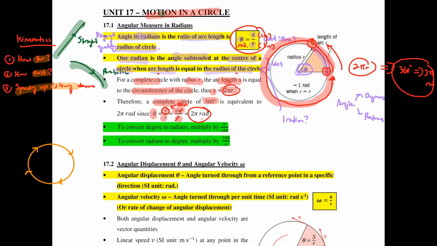Now, there are also some rare questions sometimes where they will ask you to convert degrees to radians or radians to degrees. So this one will be something you've learned in maths before. If you want to convert degrees to radians, you multiply by pi over 180. If you want to convert from radians to degrees, you multiply by 180 divided by pi. Okay, so this one is what you will do.